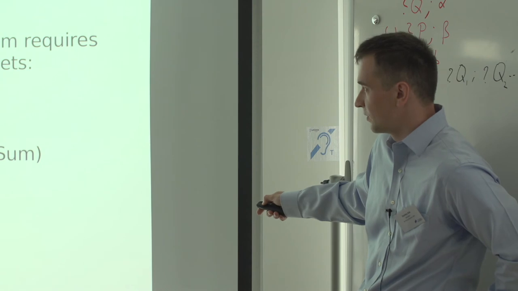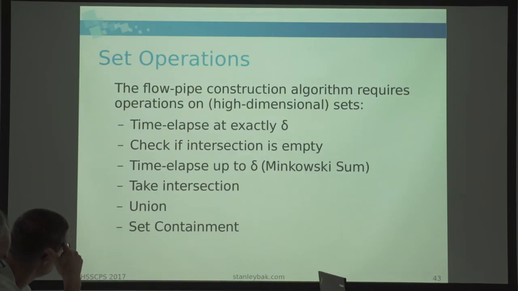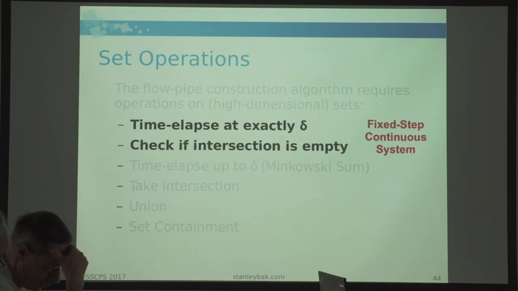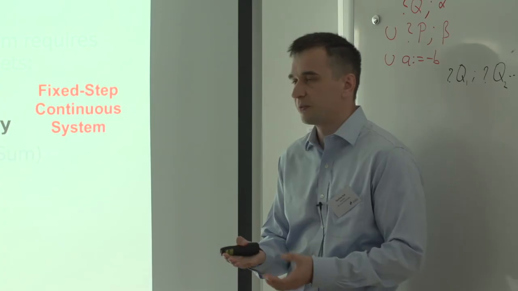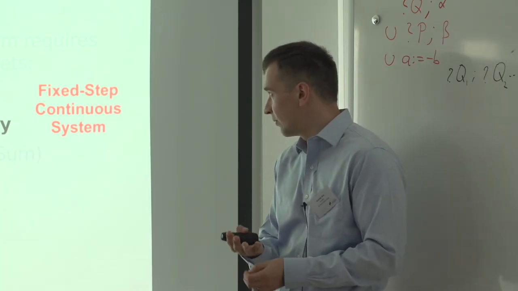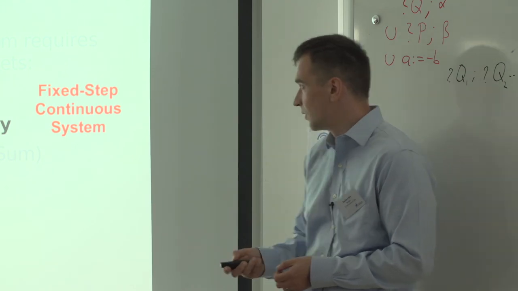Time elapse operations, so that's for continuous post. Checking if intersections are empty, taking intersections, union, and set containment. If your hybrid automaton is such that you only care about a continuous system, you don't have discrete dynamics, and you only care about fixed time steps, then you only really need these two operations, right?